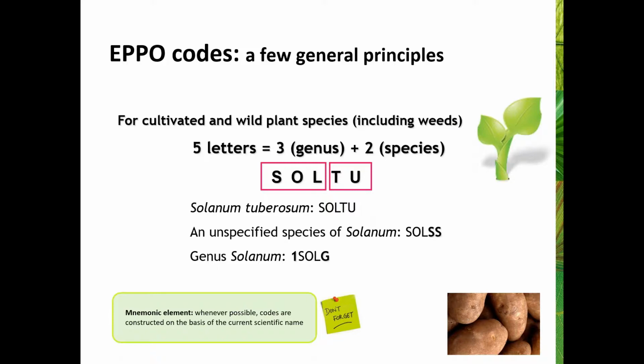So, through the system, the same principles are kept. So for the species, it's constructed in this way. For an unspecified species within the genus Solanum, the last 2 letters are always SS. And for genus, the code always starts with 1 and finishes with a J. So in most of the codes, whenever possible, there is a kind of mnemonic element, so let's say to better try to remember the Latin name.